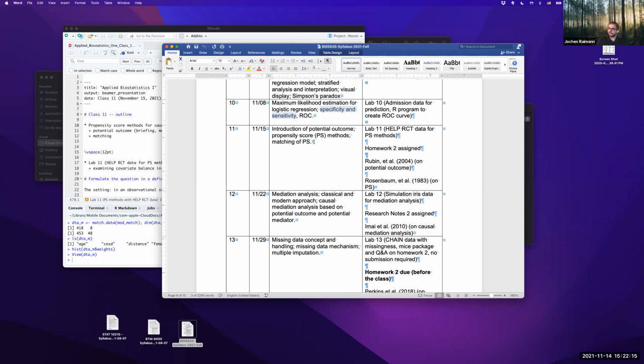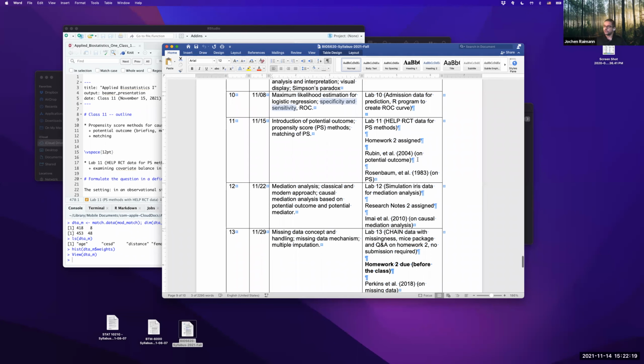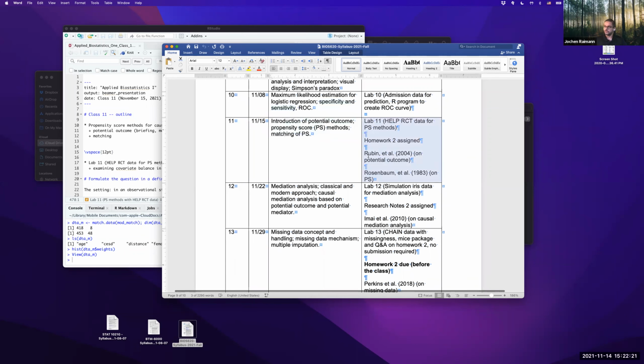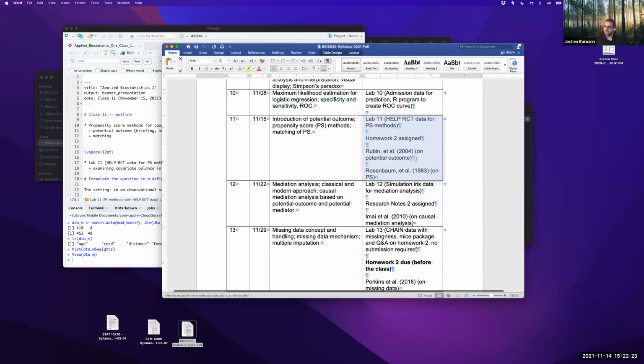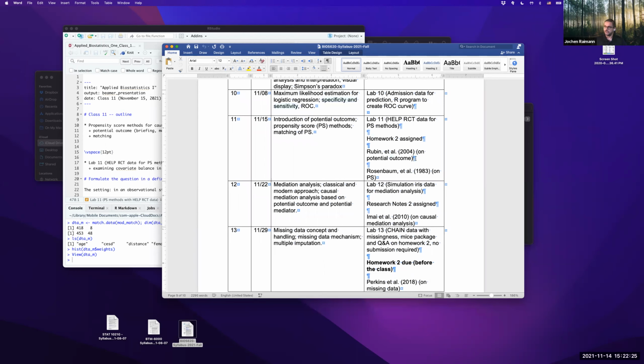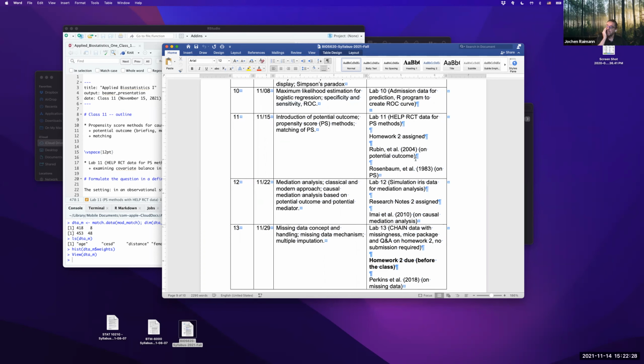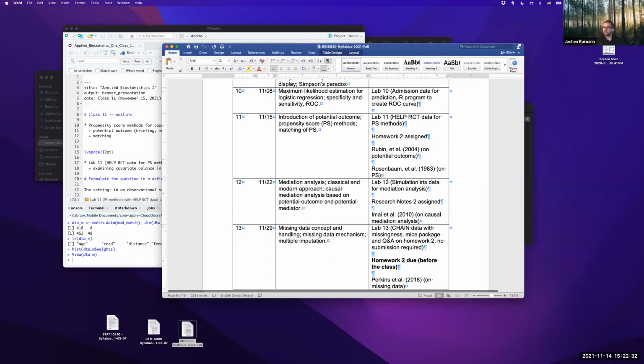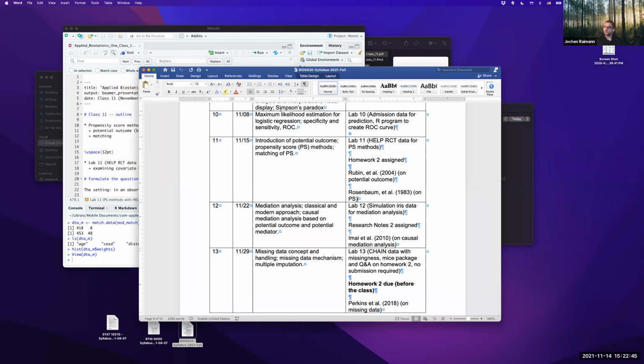And so as additional reading for the topic, we have the Rubin paper that speaks about mediation analyses and the importance of confounding models and accounting for confounding. And then we have the Rosenbaum paper that elaborates on the propensity score per se. I now have Professor Sang's lecture open.